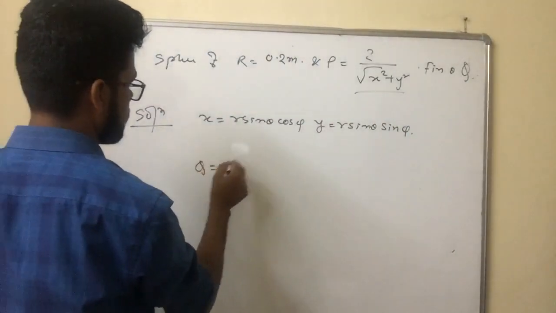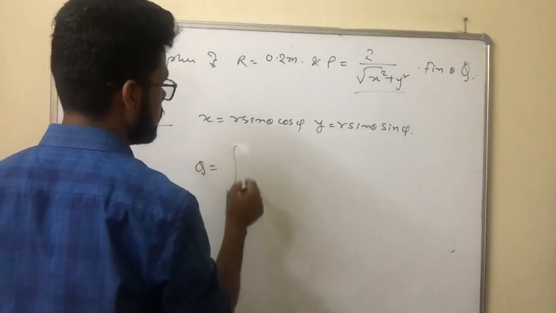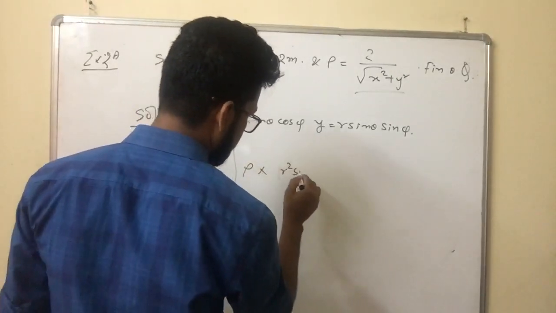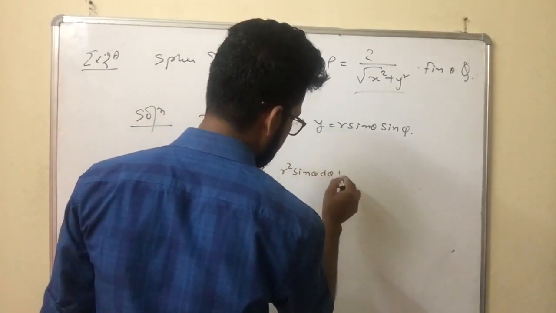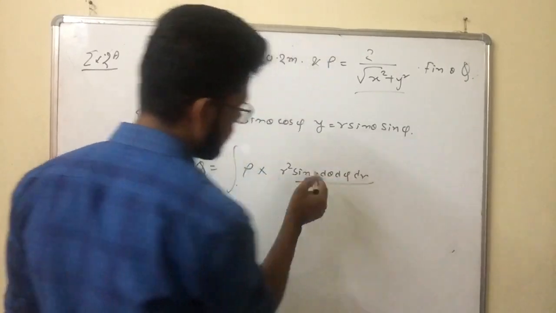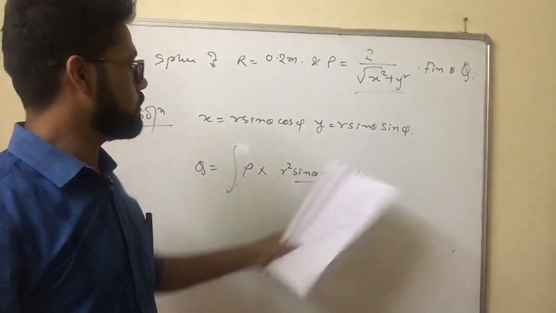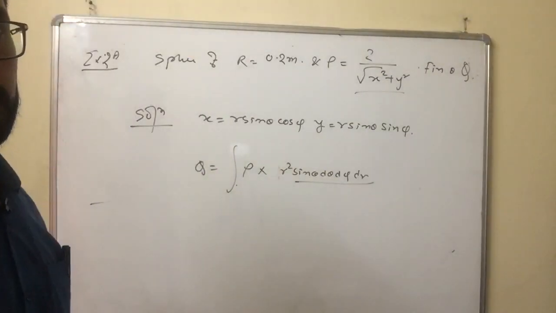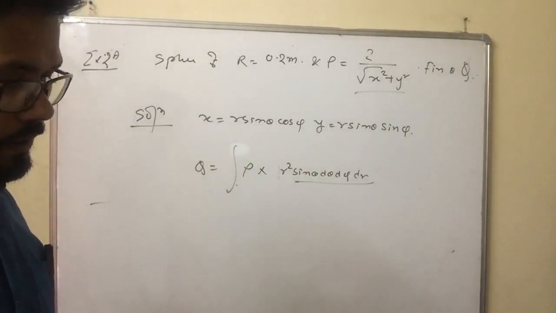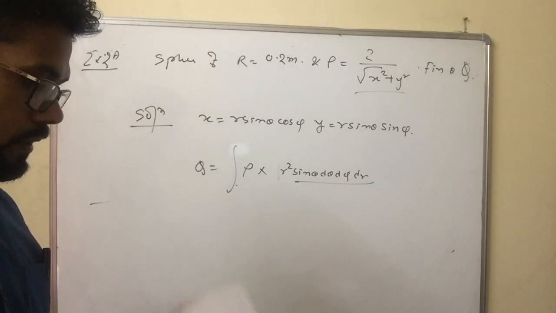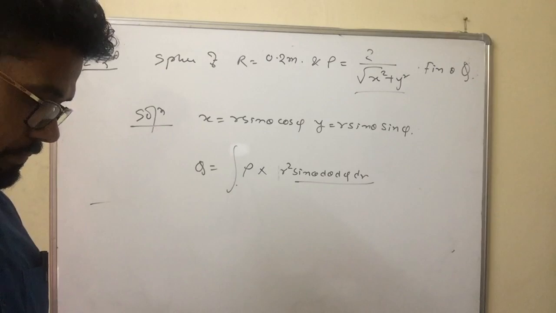So total charge equals integral of rho into dV. dV means r square sin theta d theta d phi dr. This value you always remember. This is the general formula. And put this value here, you will get the answer. So the upper limit and lower limit, you can get this question. This is why it is important. And next one or two questions I am giving you.